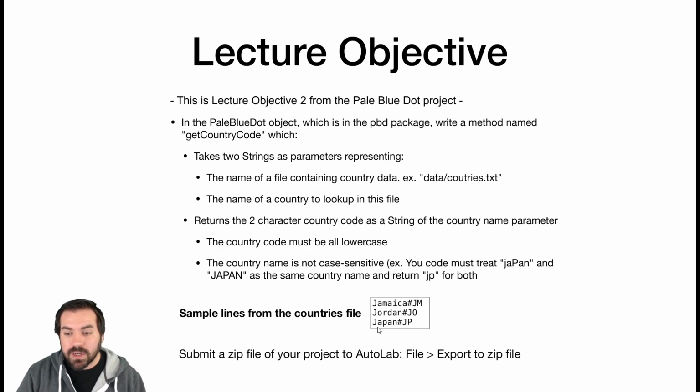Those, for your code, should be exactly the same, and then you should return lowercase j, lowercase p as a string. The country code in the file is always going to be uppercase, and then you need to return it as lowercase. And you should be able to see by now the lecture objective for Wednesday, that was mostly an exercise in cloning the repo, getting things set up in IntelliJ, and creating a zip and submitting to Autolab.